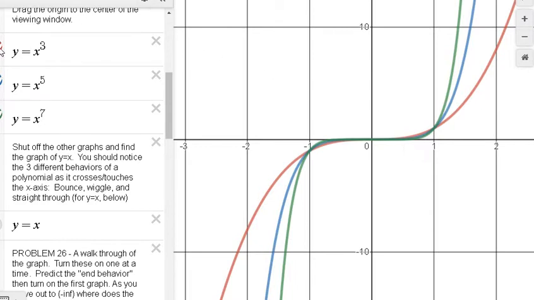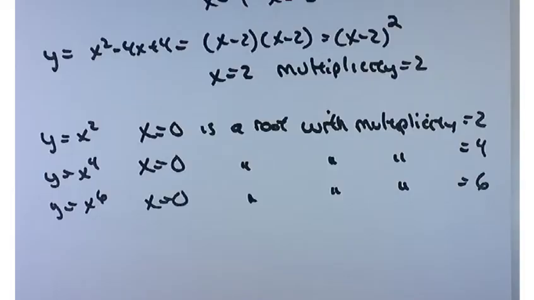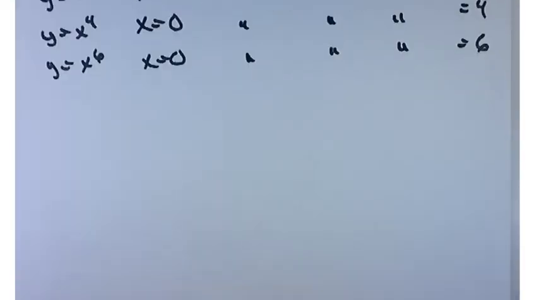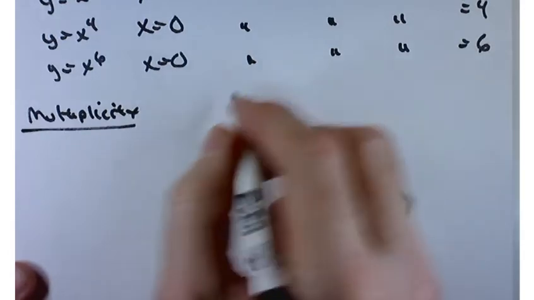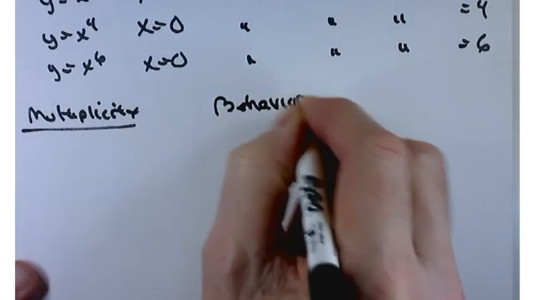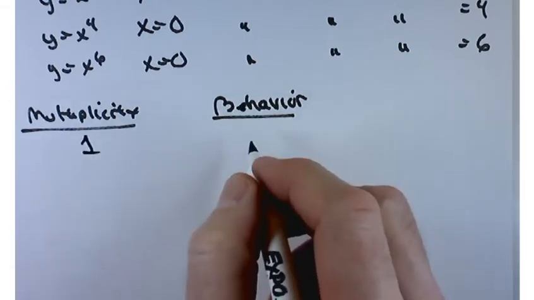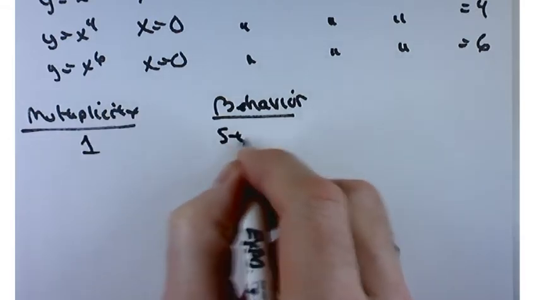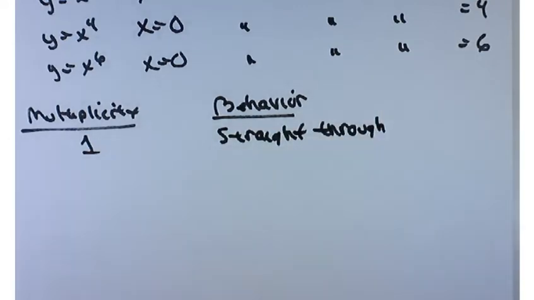There's one actual last type of behavior, and that is when you have just y equals x, a multiplicity of 1, the graph's just going to go straight through. So let me summarize these for you in terms of their roots and multiplicities, the multiplicity and then the behavior. If the multiplicity is 1, then the graph's going to go straight through the x-axis. It's not going to wiggle. It's not going to bounce. It's going to go straight through.